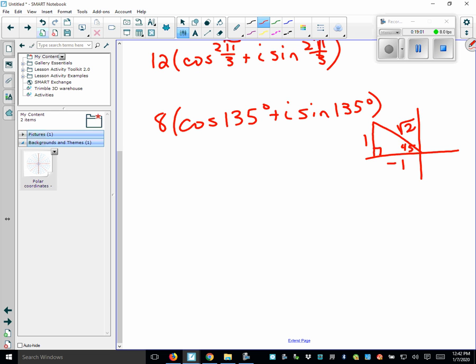So what is the cosine of 135? That would be negative radical 2 over 2. Negative radical 2 over 2? What is the sine of 135? Positive radical 2 over 2. So is the answer to this negative 4 radical 2 plus 4i radical 2?